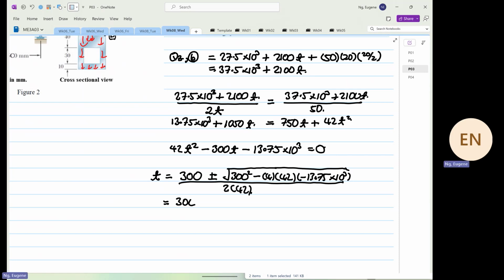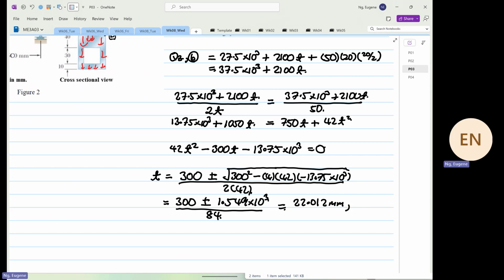Nothing difficult. So 300 plus or minus, then 4 times 42 times 13.75 to the power 3, 300 squared plus that, and then square root the whole thing. So it's equal to 1.549 times 10 to the power 3 divided by 84. So this is equal to 300 plus 1.549 to the power 3 divided by 84, which is 22.012 millimeters.